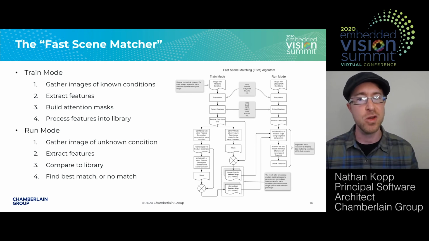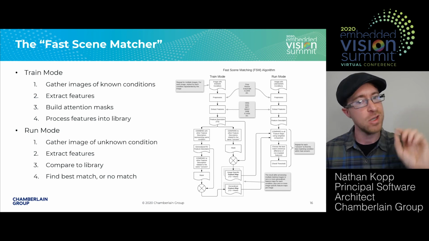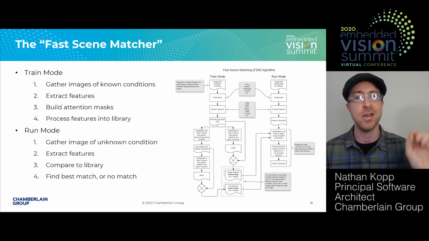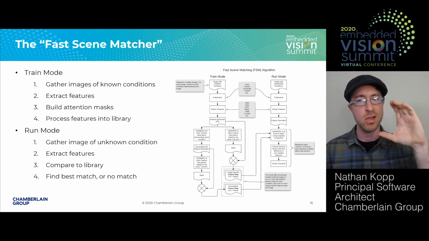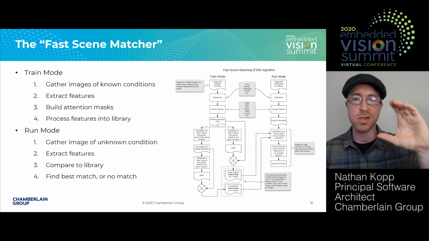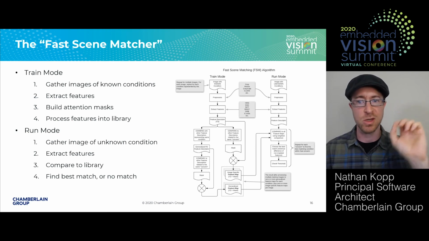It's pretty straightforward. We gather images with known conditions. Again, I'll get to how that's done in a second. We extract those features, we build the attention masks, and we process all of that into a library that we keep. So this is a library of what the scene looks like for specific known conditions.